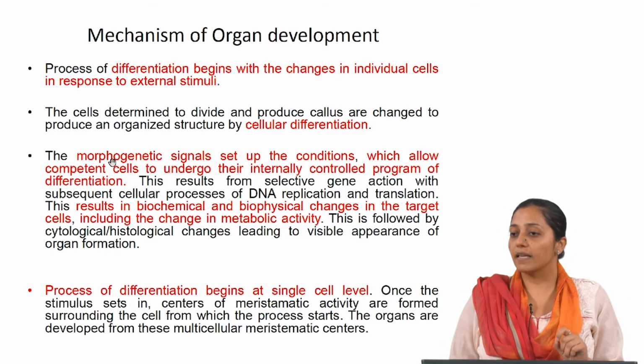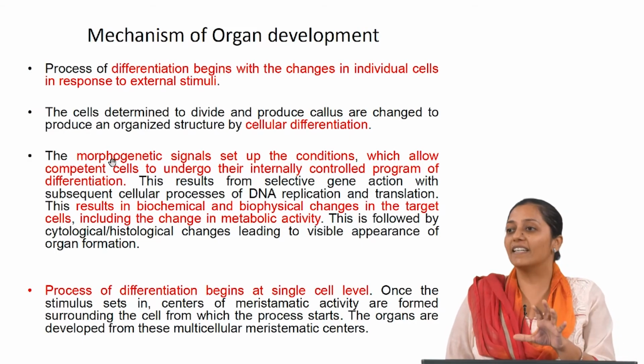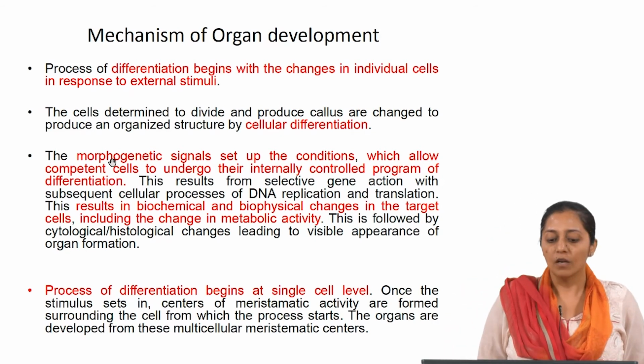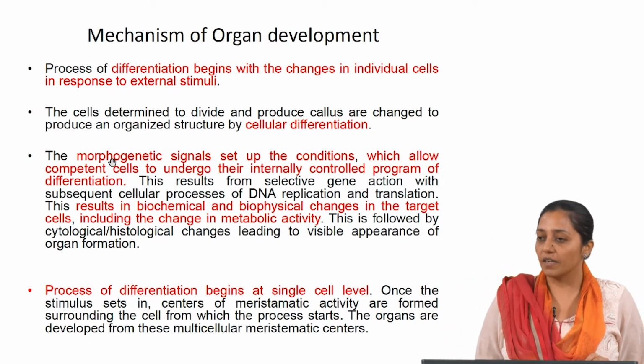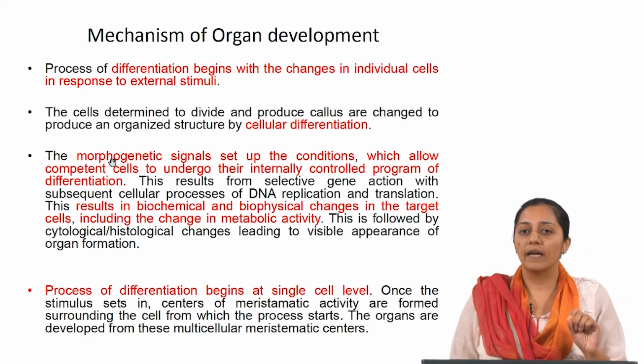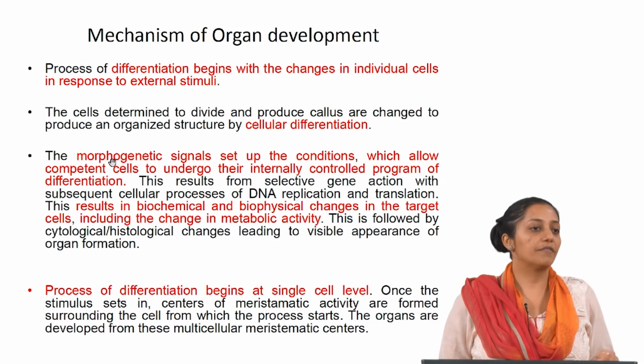So why did I say this? Because there have to be cells which are competent enough to undergo this reprogramming. So morphogenetic signals set up the conditions which allow competent cells to undergo internally this controlled program of differentiation.